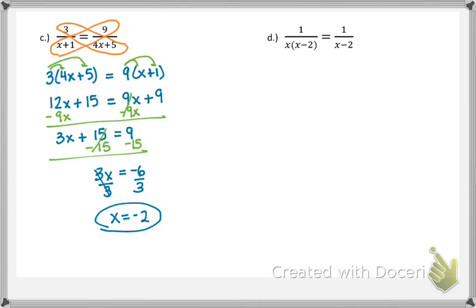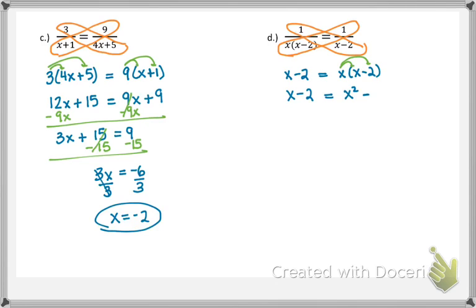And then last one there, we've got, again, one fraction on each side. We're going to cross multiply. Okay, so I have 1 times x minus 2, which is still just x minus 2, equals 1 times x minus 2, so that's just x times x minus 2. And then again, I'm going to distribute this x through. So x minus 2 equals x squared minus 2x.